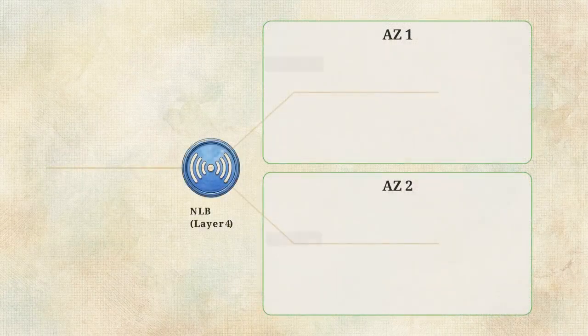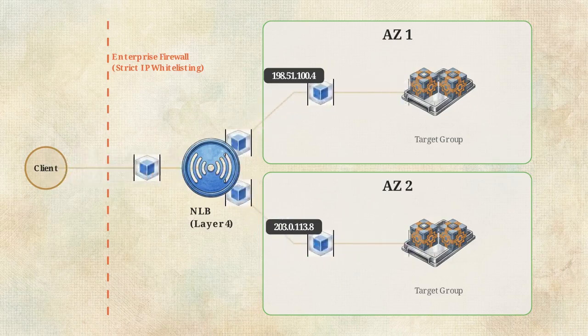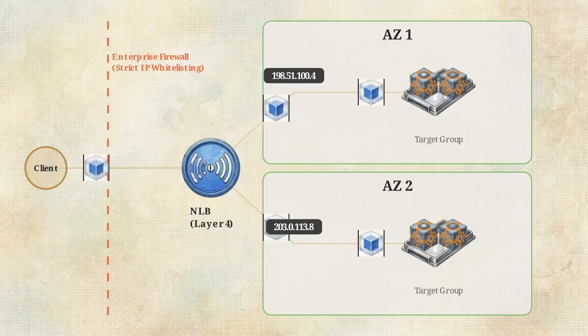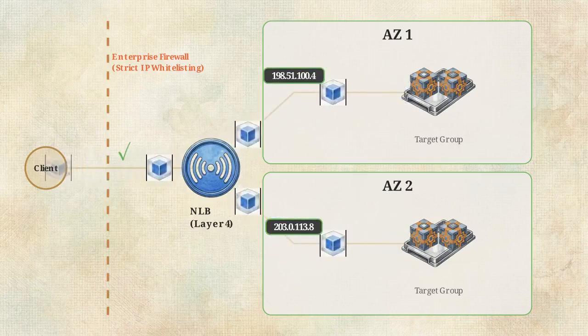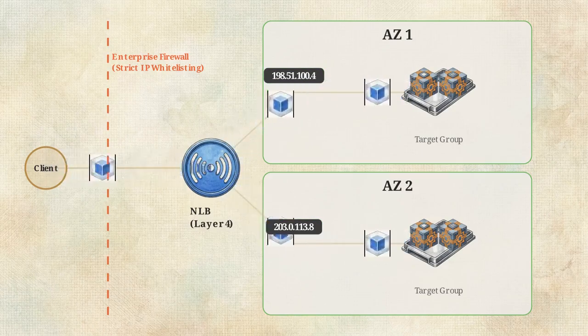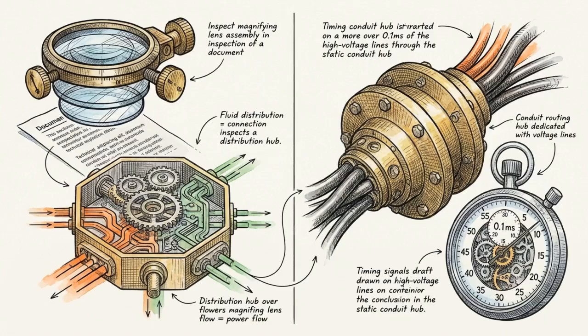Bypassing the transport layer grants AWS the ability to allocate exactly one static elastic IP address per availability zone. The traffic flows with zero connection termination directly into backend target groups, a mandatory requirement for enterprise firewalls utilizing strict IP whitelisting. Selecting your routing topology demands an exact trade-off calculation between the deep packet inspection of an ALB and the raw, low-latency transport speed of an NLB.